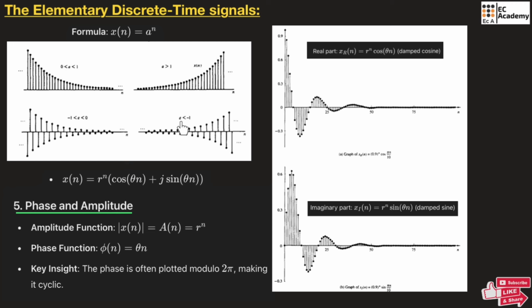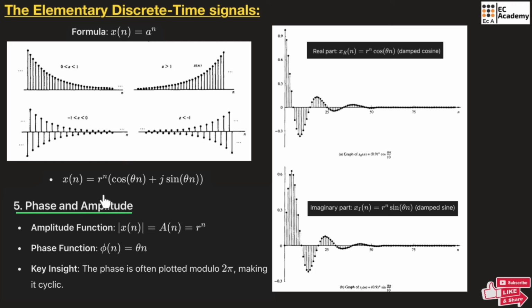If the value of a is negative, which means if a is between minus 1 and 0, and if a is less than minus 1, we'll get the sequence of signal that takes the alternate sign, as you can observe in this diagram. So this is the representation for a ranging between minus 1 and 0, and this is the representation for a less than minus 1. So if the value of a is less than 0, the exponential signal will take the alternate values or alternate sign, as you can observe from this sequence. Here x of n is equal to r to the power of n cos theta n plus j sin theta n represents a complex representation of exponential signal.